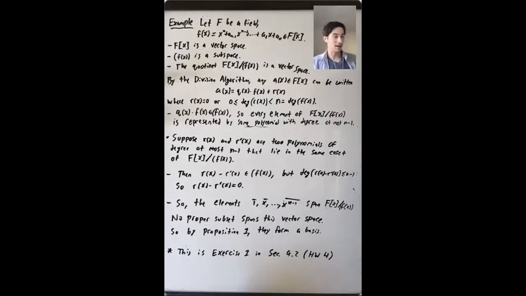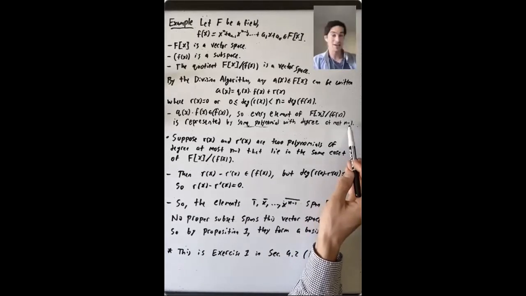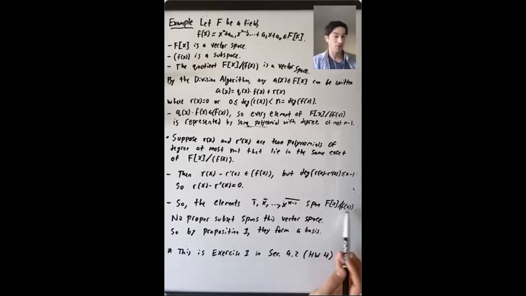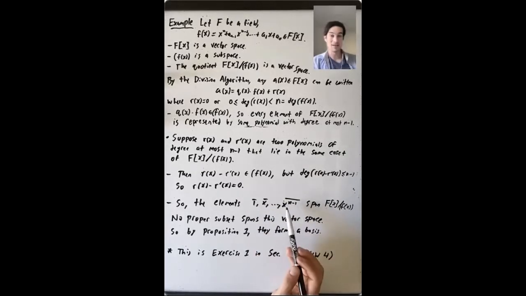But it's a little easier to use this proposition 1 that we proved. Here's a set that spans this vector space, and no proper subset spans this vector space, because if you leave something out, then you're missing a polynomial of degree at most n minus 1. And every polynomial of degree at most n minus 1 represents a different coset in this quotient. So no proper subset spans this vector space. So by proposition 1, this set of elements forms a basis for this vector space.